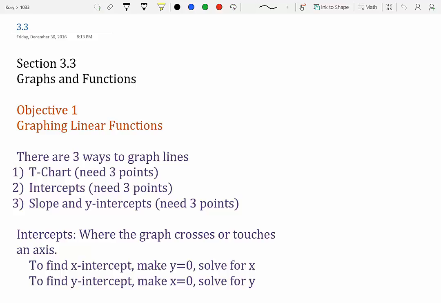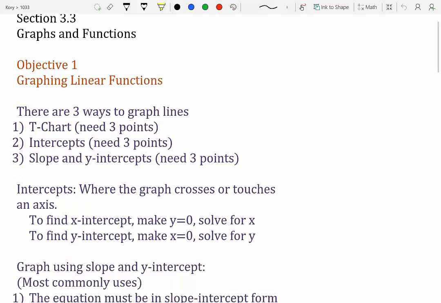So there are three ways to graph lines: a t-chart, intercepts, and slope and y-intercepts. The reason why I say you need 3 points is just because it gives you the ability to see the way the graph is going to turn out. So it's just good to have 3 points every time you graph.